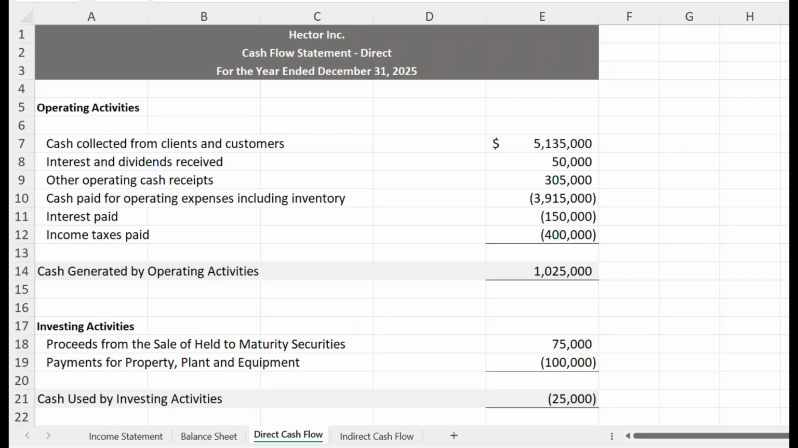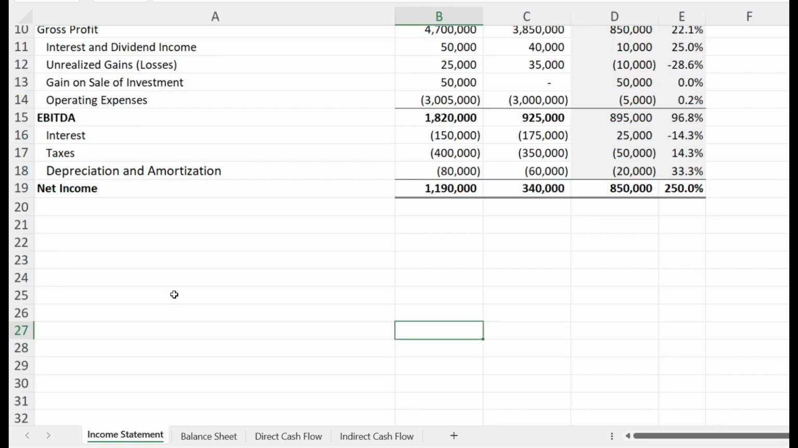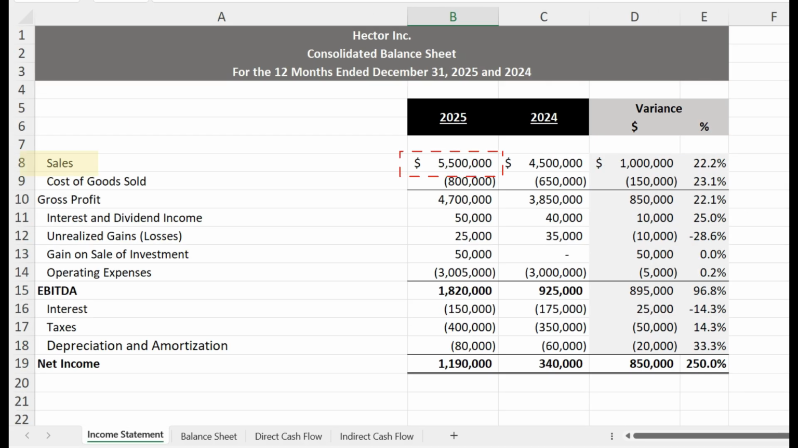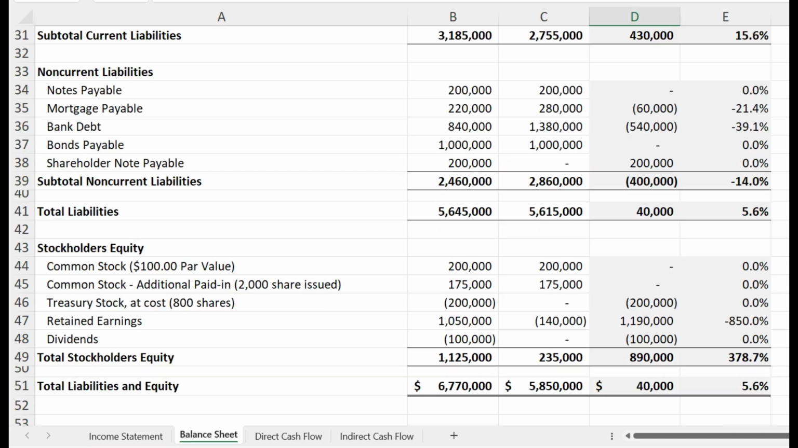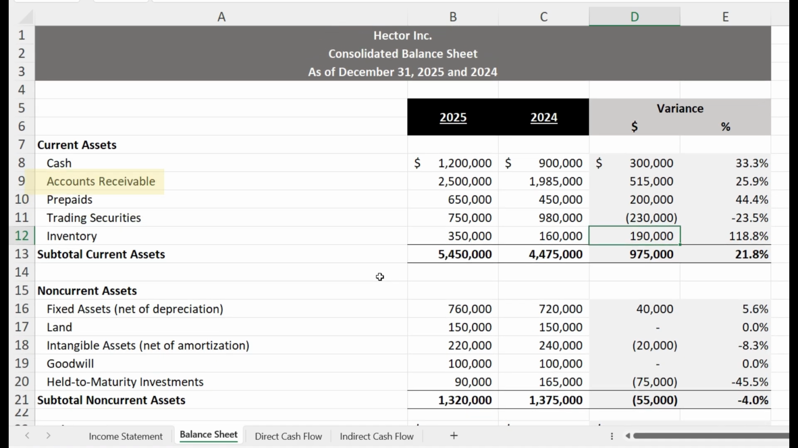All right, here is our example with Hector Incorporated. This is the direct cash flow statement, and we're going to use the income statement and the balance sheet to show you where these numbers came from. Our first category in the operating activities is cash collected from clients and customers. I'm going to show you where that number is being pulled from. First, we're going to go to the income statement and we're going to pull the sales number. Now, the income statement is on an accrual basis, so sales is not where I end from a cash flow standpoint when I'm trying to determine how much I've collected from my clients.